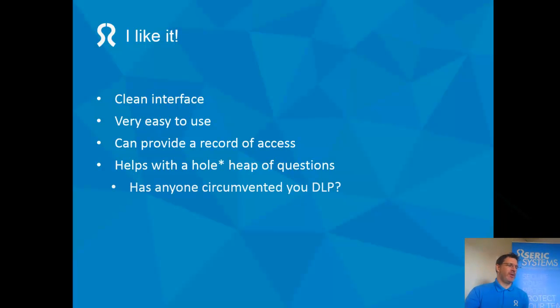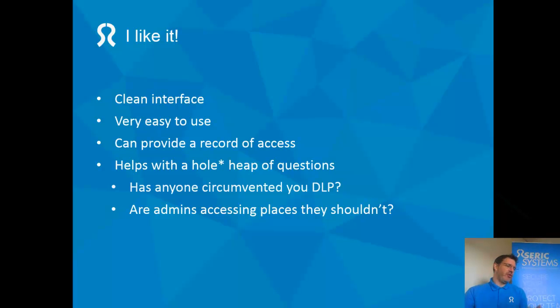It helps with a whole heap of questions like, has anybody circumvented your DLP? Okay, so has somebody found out a way of switching off the protection? Has a laptop accidentally gone in and out without the protection being enabled? It really helps you to find these sort of things. Are admins accessing places that they shouldn't? Are other users accessing places which they shouldn't? Just checks that maybe your group policies and your permissions are correct. You want to make sure, is an HR user accessing engineering? Because if so, that shouldn't be allowed, and we want to alert them as quick as possible.